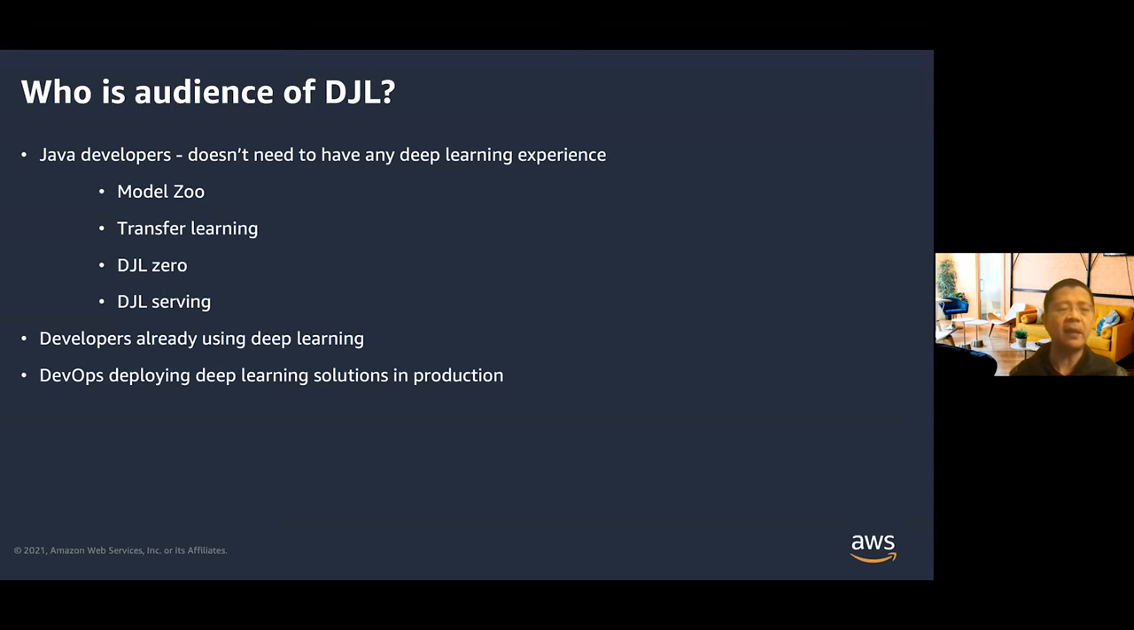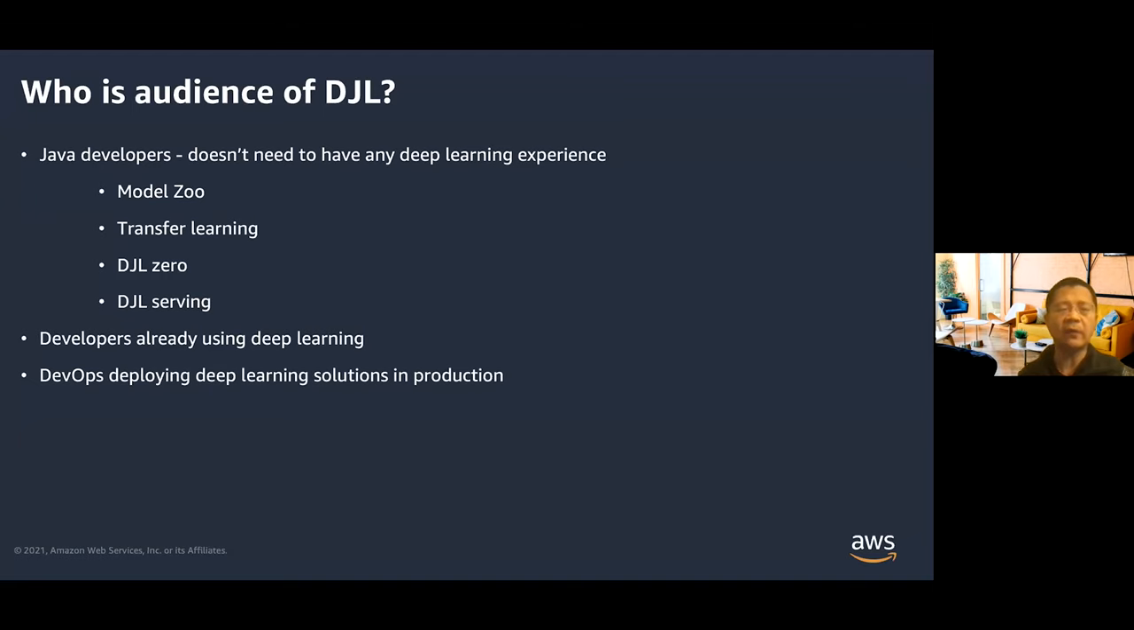Finally, we have DJL Serving, a model serving infrastructure. Once you have a model, you want to productionize it and put it in service. DJL Serving allows you to deploy a model using just a command line, so you don't even need to write a line of code to deploy the model. That is the effort we did in DJL to allow users without much deep learning experience to onboard with AI.